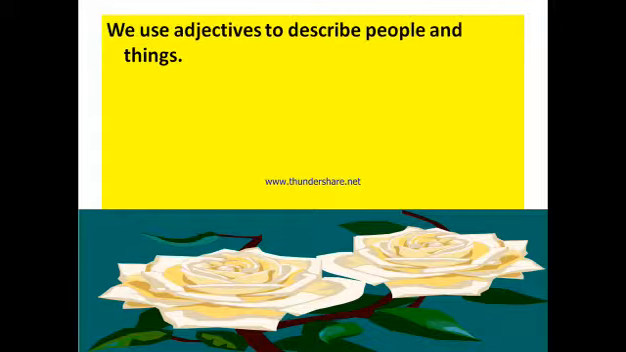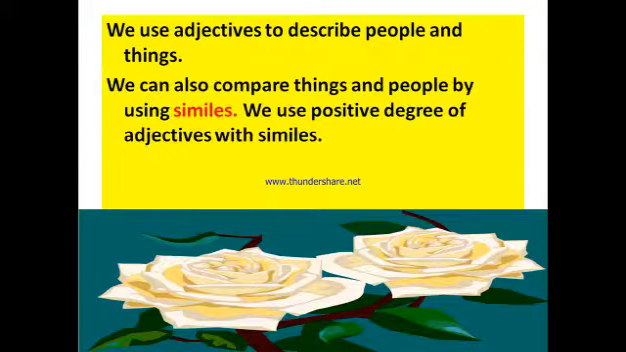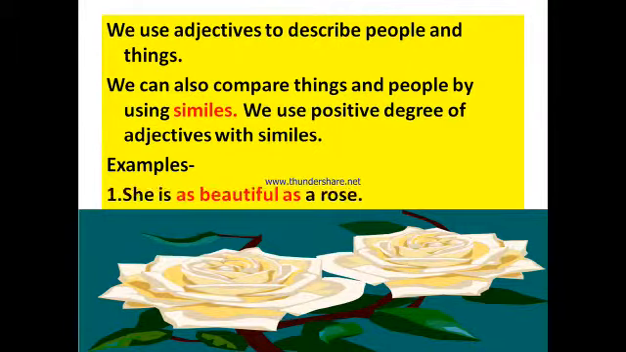We use adjectives to describe people and things. We can also compare things and people by using similes. We use positive degree of adjectives with similes. For example, she is as beautiful as a rose.